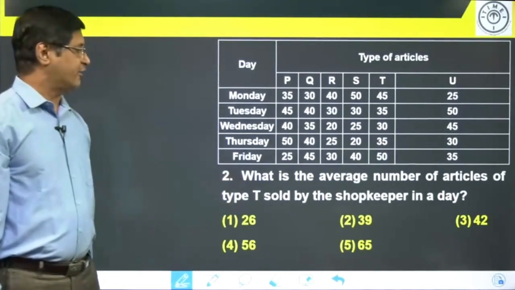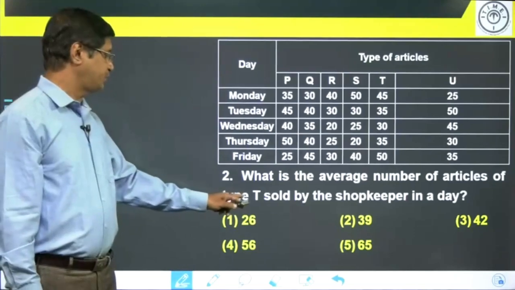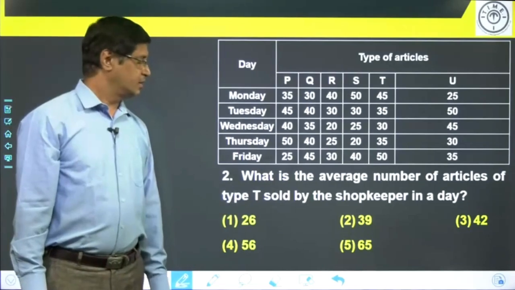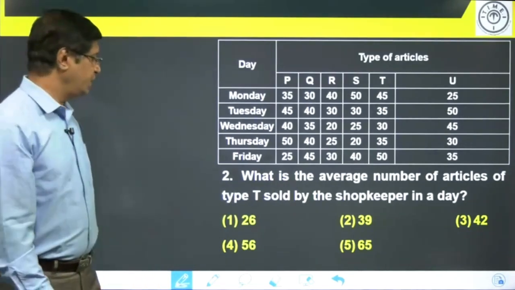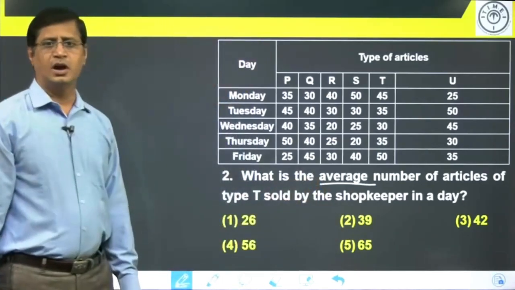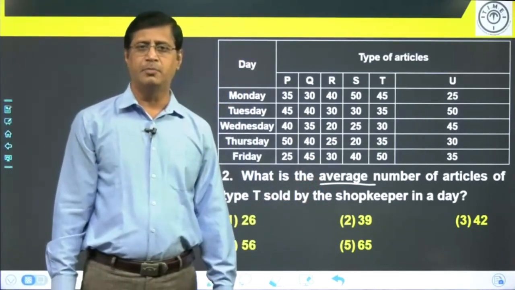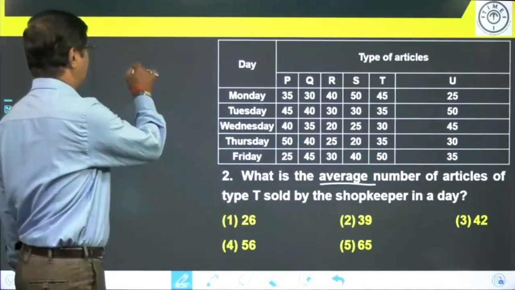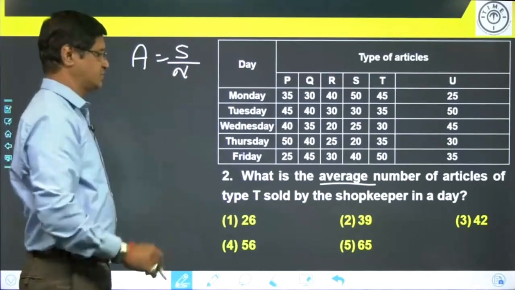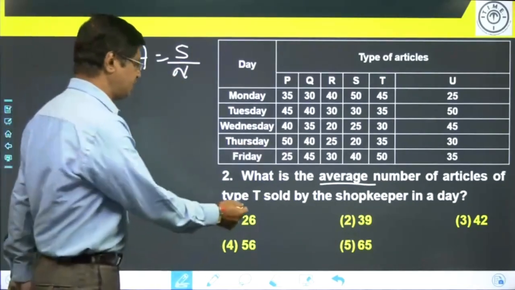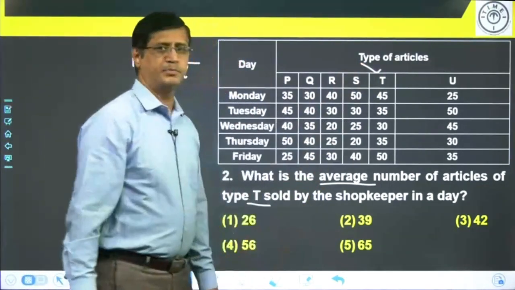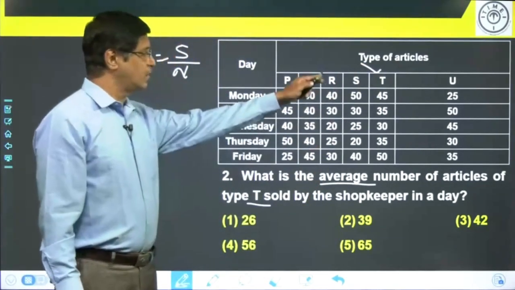What is the average number of articles of type T sold by the shopkeeper in a day? So here it is asking to find the average. What do you mean by average? Average means the sum of the observations divided by the number of observations. So the average is to be found for type T. This is type T. Now what is the sum of all these values?